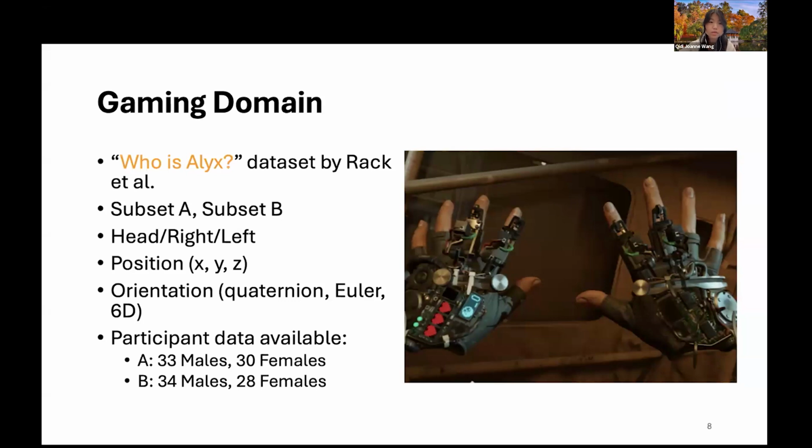For the gaming domain, we used the Who is Alex dataset by Rack et al. And here the researchers gathered data from users playing different levels from this popular game, Half-Life Alyx. Level 1 corresponded to subset A, and level 3 of the game corresponded to subset B. While the researchers collected data from many devices, we focused only on the headset and right and left-hand controllers for consistency with the FAST dataset. In addition, they collected position and quaternion data, which we then used to generate Euler and 6D representations, again for consistency. So the data available to us were that of 33 males and 30 females for subset A, and 34 males and 28 females for subset B.